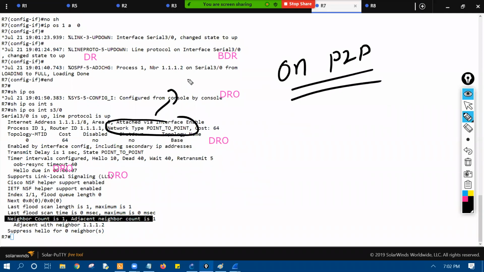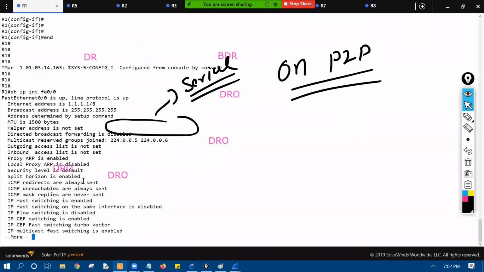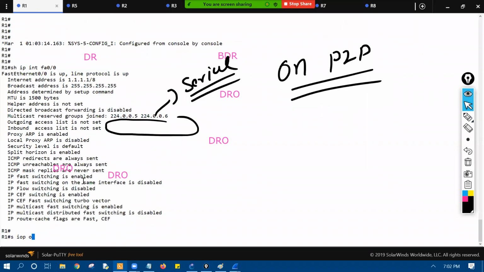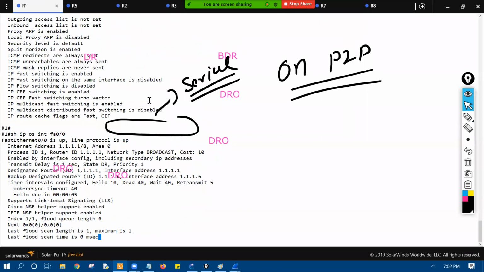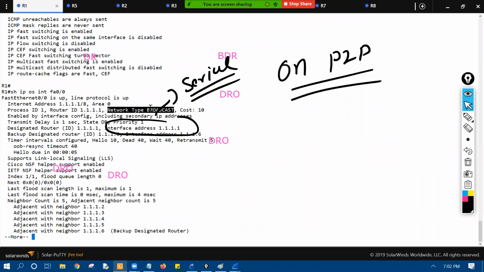By default, a serial link will behave like a point-to-point. By default, this is the behavior. You can even change the network type on Ethernet technology, right? On this technology, through IP OSPF network type, the type is broadcast, right? This is the Ethernet technology.